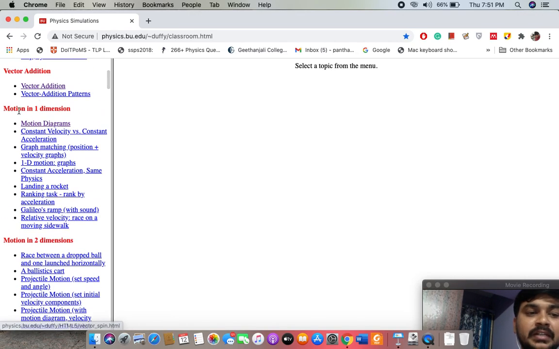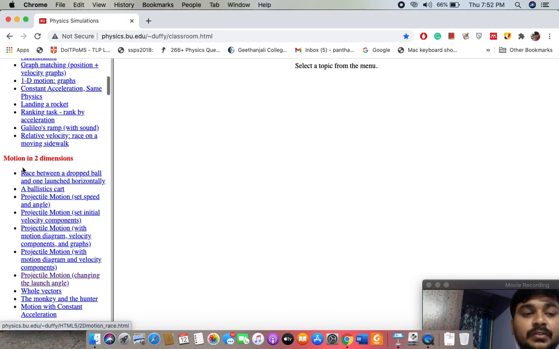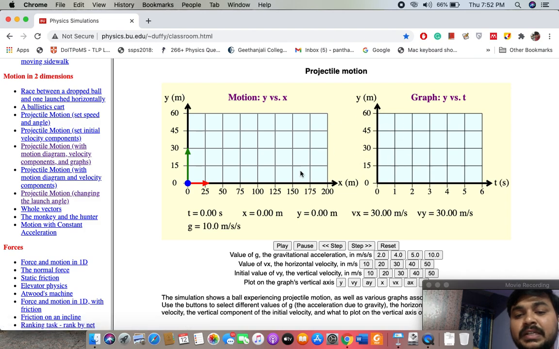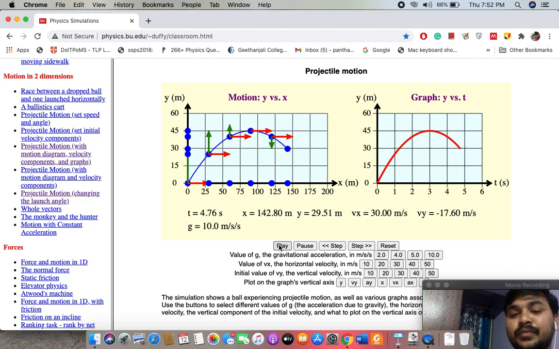So see here, this is motion in one dimension related animations. This is motion in two dimension related animation. For example, if you want to explain the projectile motion, you can just click on projectile motion. So this is the projectile motion animation. You can just click on play. So see, that is how a projected object is moving.